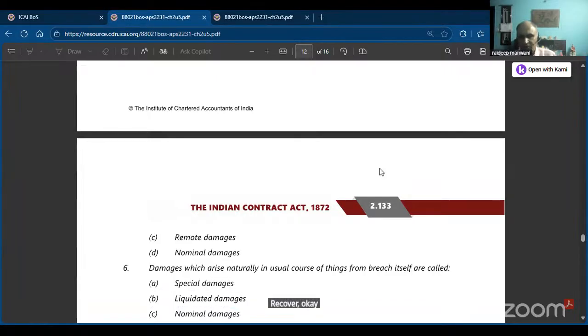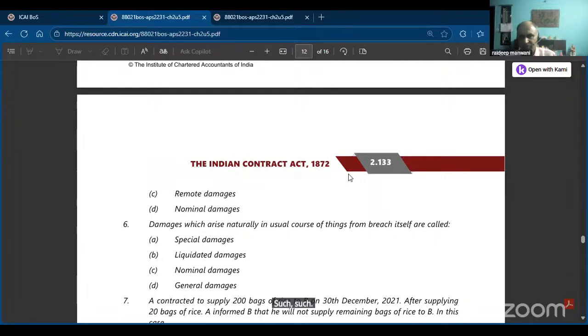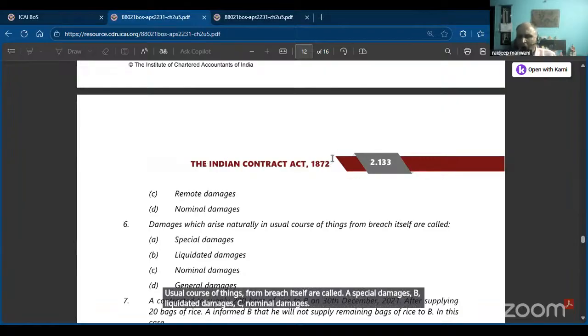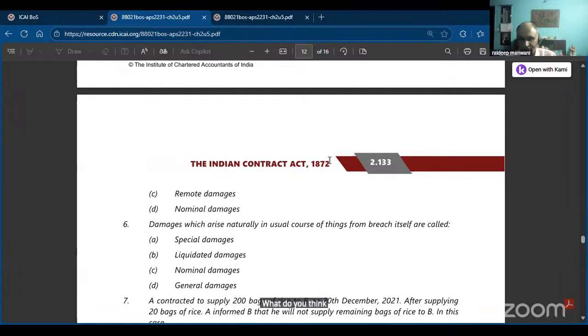Okay. Next one. Wait, sorry, we'll just feed the person. Sachin. Damages which arise naturally in the usual course of things from breach itself are called A. Special damages, B. Liquidated damages, C. Nominal damages, D. General damages. What do you think, sir? Option D. General damages. Very good.